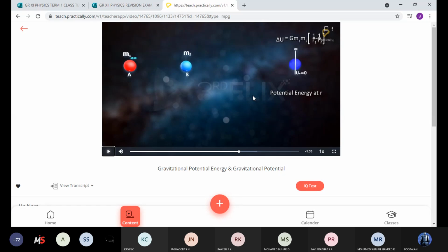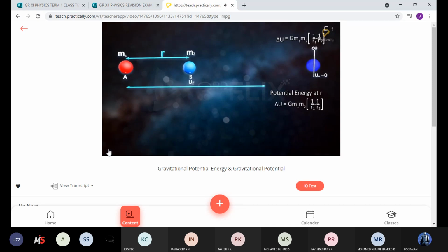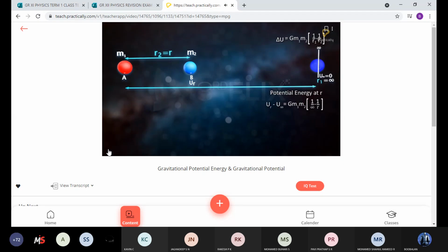Please note down the formula. Del U equal to del U or U both also similar. G m1 m2 into 1 by r1 minus 1 by r2 is calculated by substituting infinity in r1 and r in r2, which results in U(r) minus U(infinity) equals G m1 m2 into 1 by infinity minus 1 by r. Hence U(r), the gravitational potential energy of the system, is minus G m1 m2 by r.